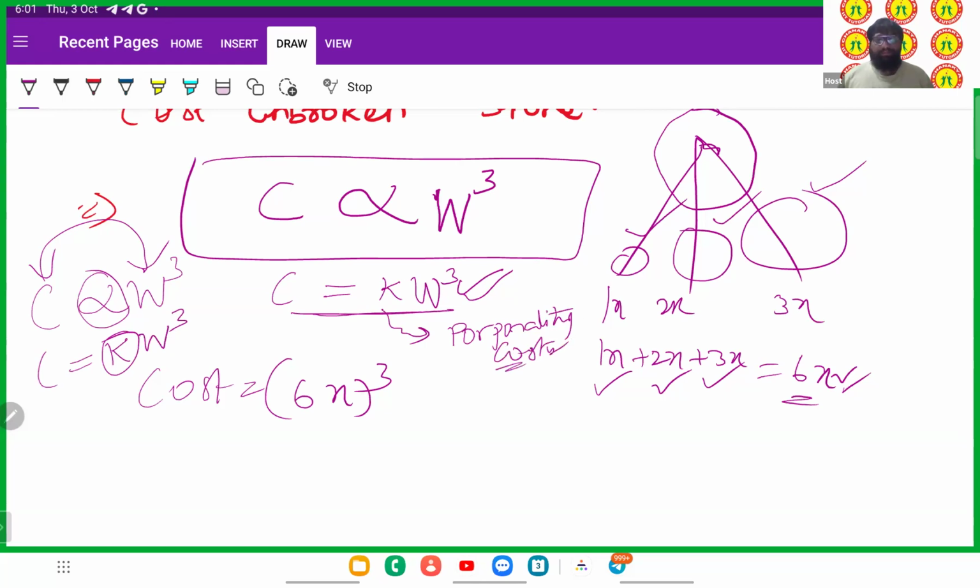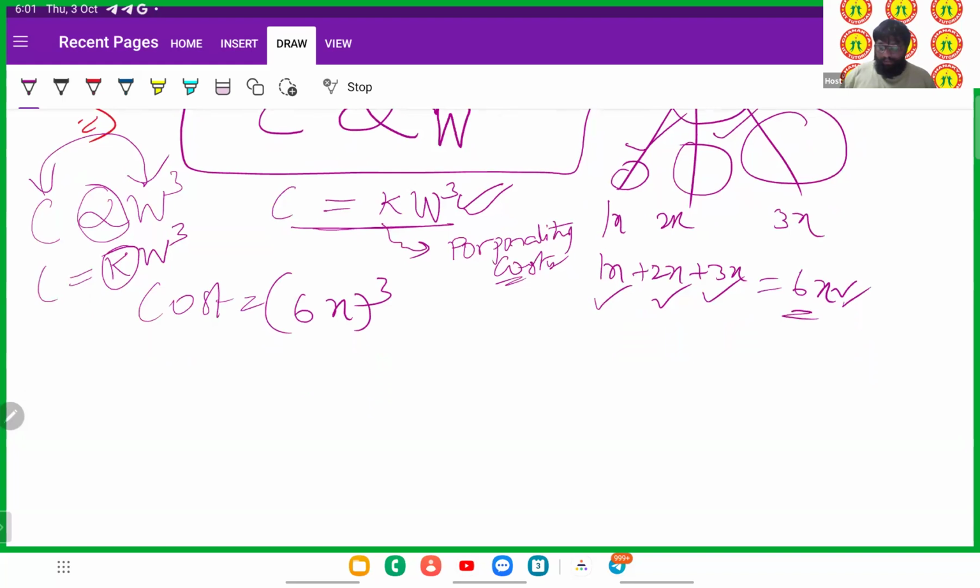Are you getting my point? So here the cost will be K times 6x whole cube, that is 216K x cube. Cost will be 216Kx cube. Are you getting my point? Excuse me, students, are you getting my point?